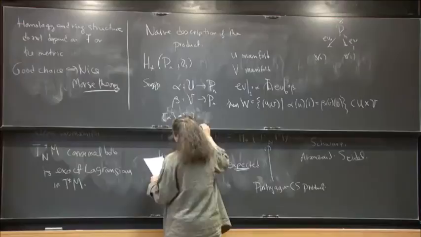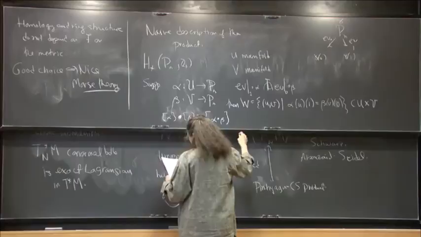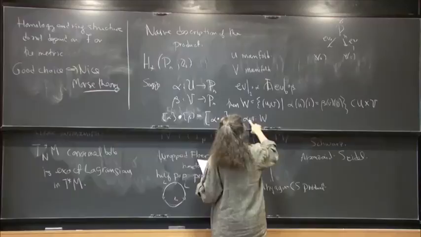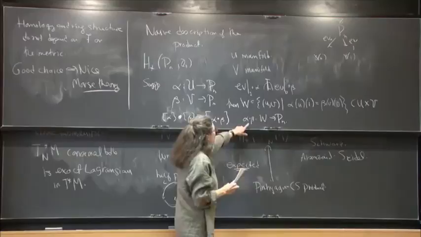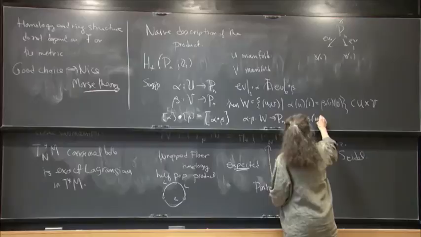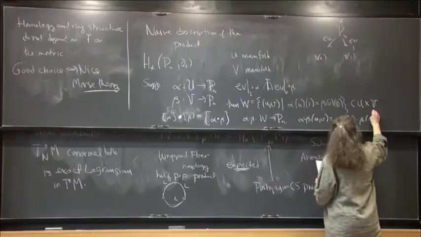So it's the class of alpha star beta. Alpha star beta is a map from W to Pn. This is going to be a cycle parameterized on W, and it's given by alpha dot beta of (u,v) is equal to alpha of u followed by beta of v. So this is the naive definition, right?